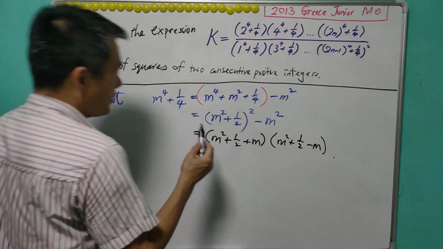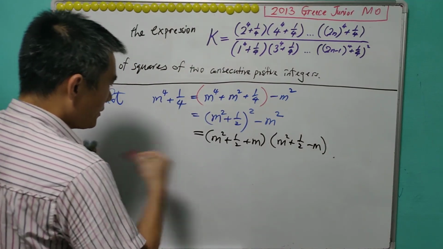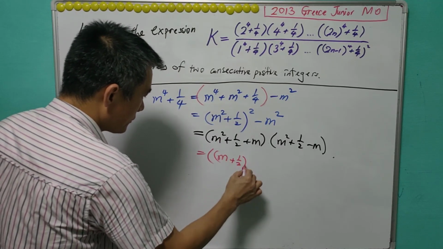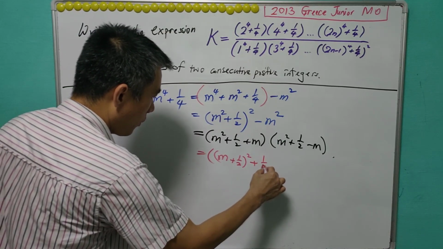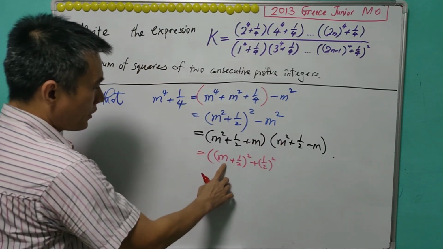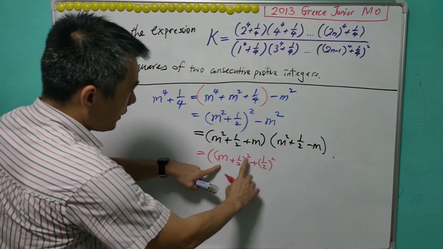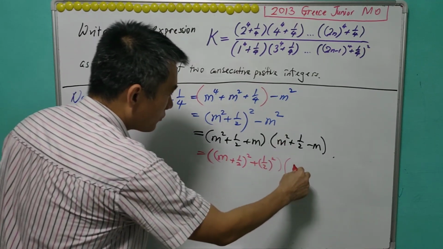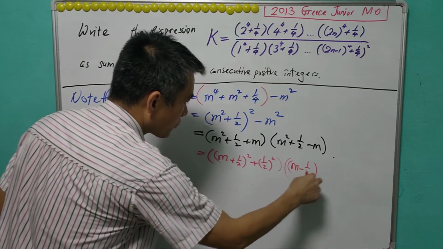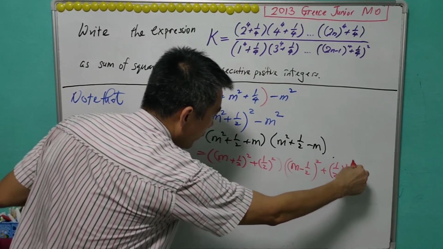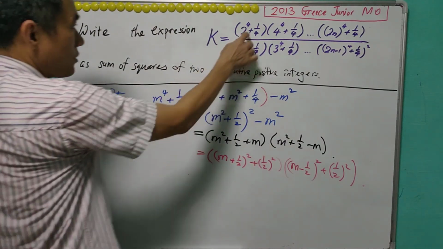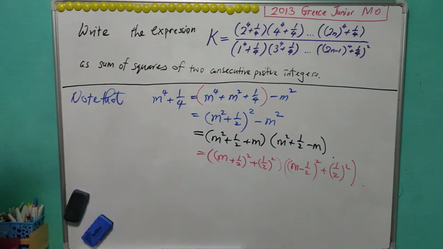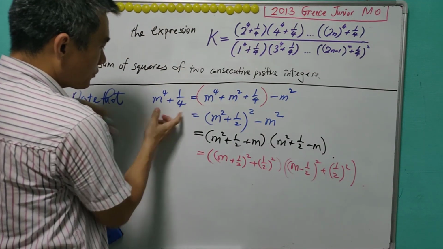After which we can see that this can be written as (m plus half) squared plus (1 over 2) squared. So when you expand this, we will have m squared plus m plus 1 over 4 plus 1 over 4, that's 1 over 2. And for the other one it will be (m minus half) squared plus (1 over 2) squared. So each of these can be written as the product of sums of two squares. Okay, for now, I'll copy the result so that I have more space.